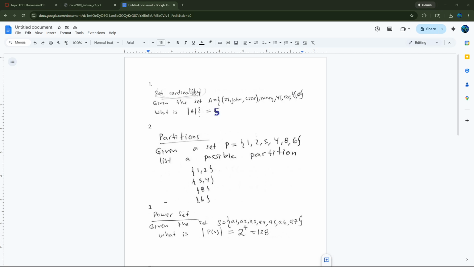So first up, we have set cardinality. Cardinality refers to the number of objects in a set. You can see set A right here, and we have 5 objects in the set.